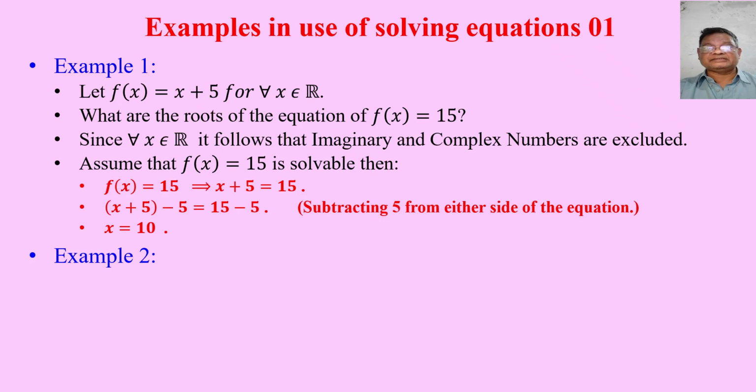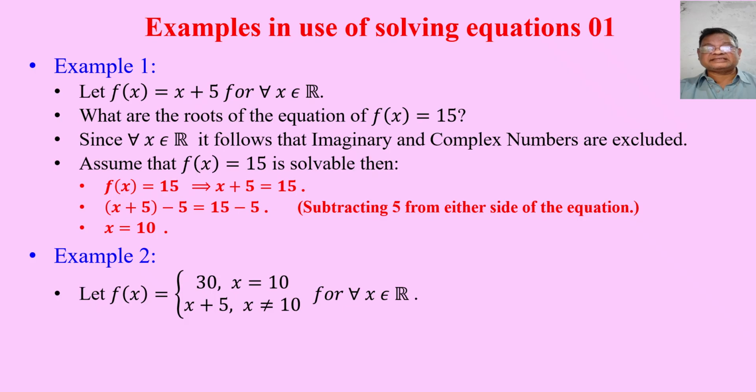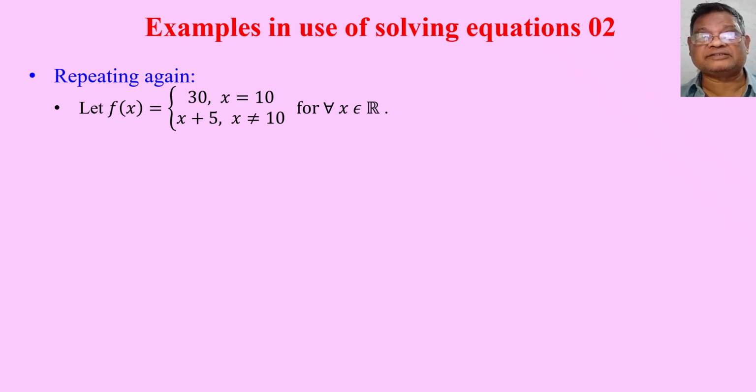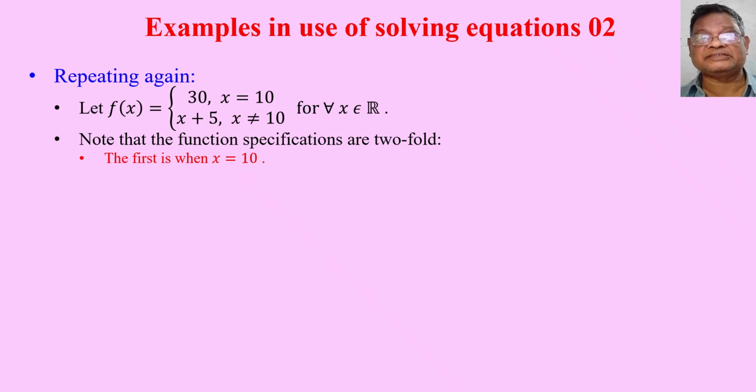The second example is a variation of the above function, where f(x) is equal to 30 when x equals 10. For all other x not equal to 10, it is x plus 5. For the aforesaid function, note that the function specifications are twofold. The first is when x equals 10 and the second is when x is not equal to 10.